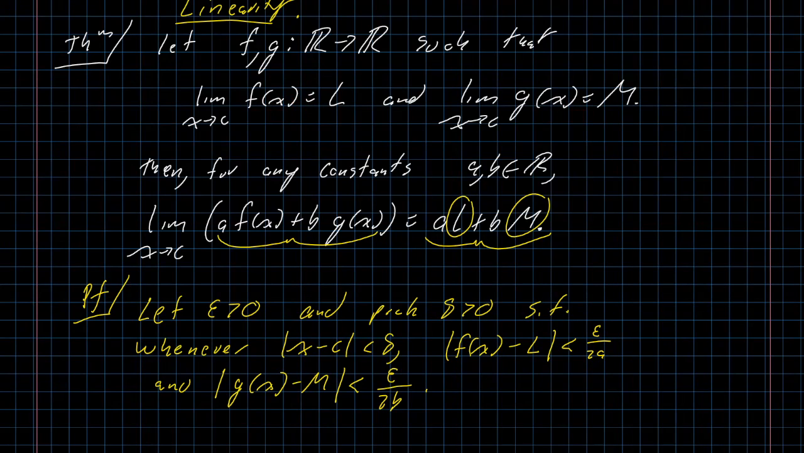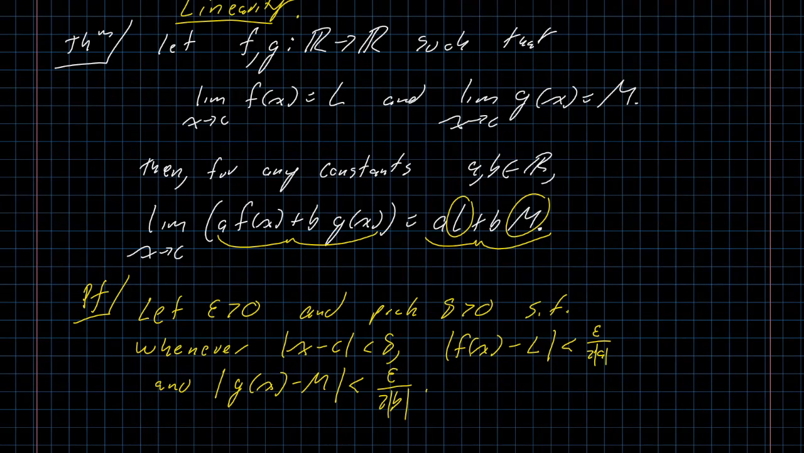That means that there is a delta so that the absolute value of f of x minus L is less than epsilon over 2a, because epsilon over 2a, I guess I didn't say that a is positive, so let's put that in absolute value, which is really just putting the a in absolute value. And likewise, I guess we should put the b here in absolute value because we didn't say that b was positive, we just said that they were constants.